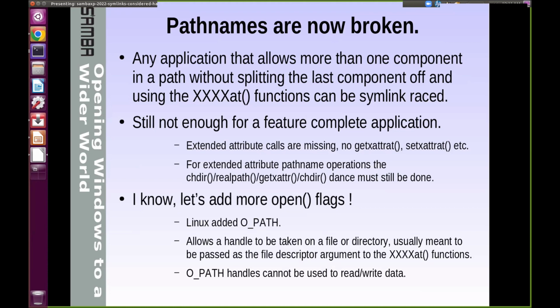And it gets worse. It's still not enough for a feature complete application. There's no getxattrat or setxattrat. You have to open the file and use the file descriptor. So if you have to do an extended attribute operation on pathnames, you have to do the chdir, realpath, get or set xattr, change dir back. You still have to do that.